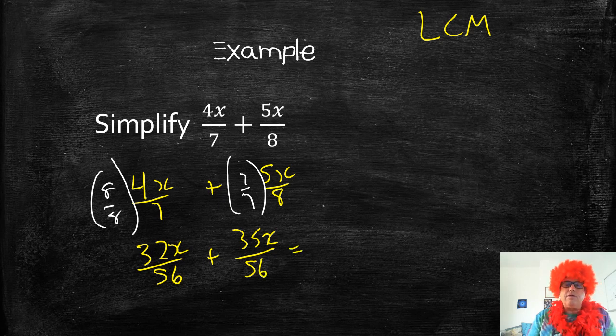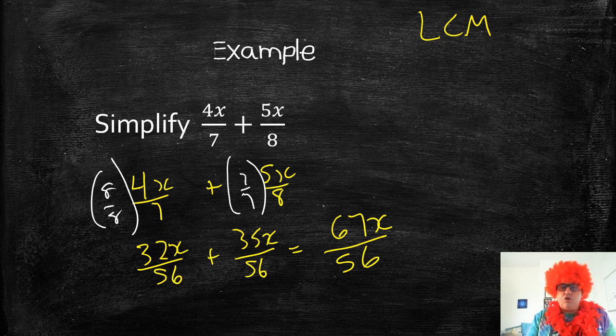Now my denominator is the same, so I can simply add the numerators. 35 plus 32 is 67x over 56. Again, we need to check if we can simplify. It's an improper fraction, which is fine, but we need to check: do they have any common factors? And the answer is no, so that's it for our answer.